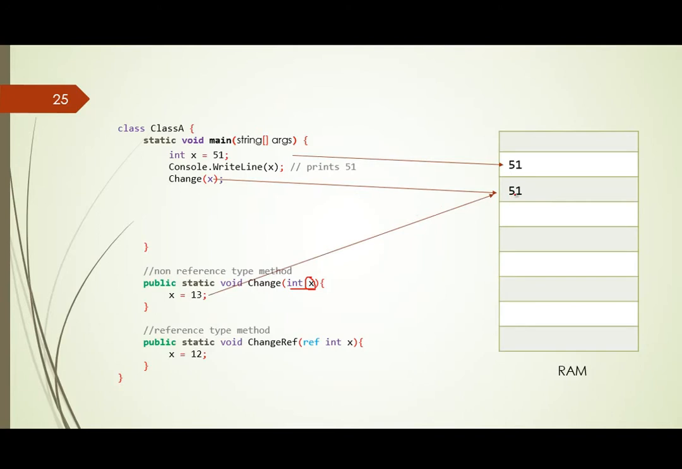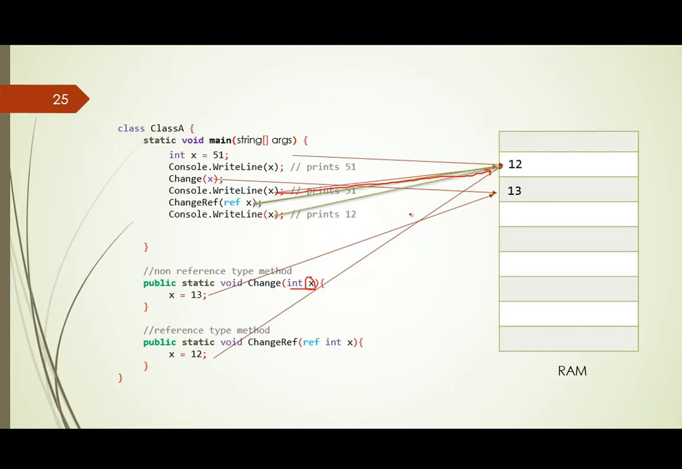But when you changed it, it changed in that copied location. So when you get back, you really don't get back the location that you were pointing to previously. So you really print the 51, and if you pass it to a reference type function, this time it really passes the reference, and when you change it, you really change it here. And so when you print it, you'll get the 12 there. That's how reference types work. So if you really don't get it, mail me, I will try to help.